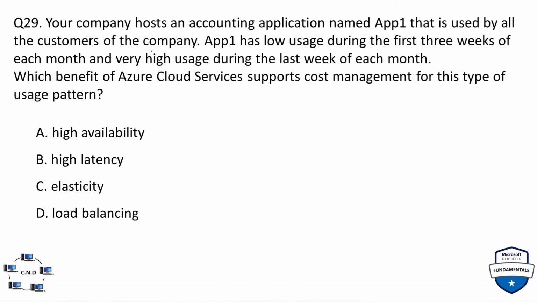Question number 29 is that your company hosts an accounting application named App1 that is used by all the customers of the company. App1 has low usage during the first 3 weeks of each month and very high usage during the last week of each month. Which benefit of Azure cloud services supports cost management for this type of usage pattern? The options are option A, high availability, option B, high latency, option C, elasticity, and option D, load balancing. And the correct option is elasticity.